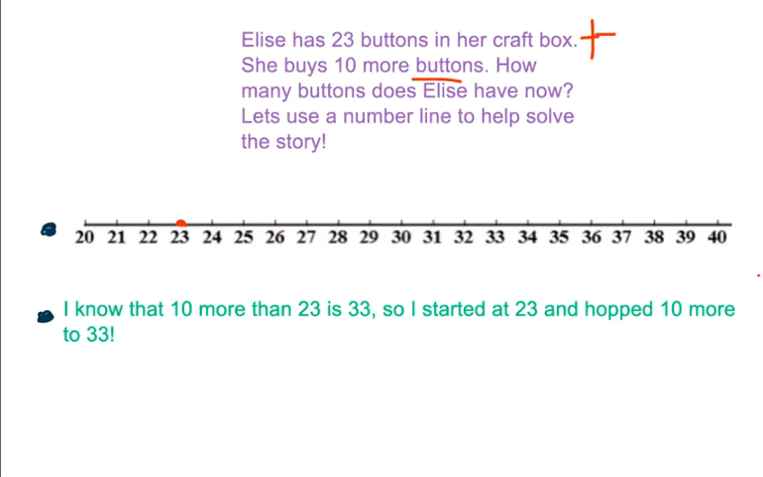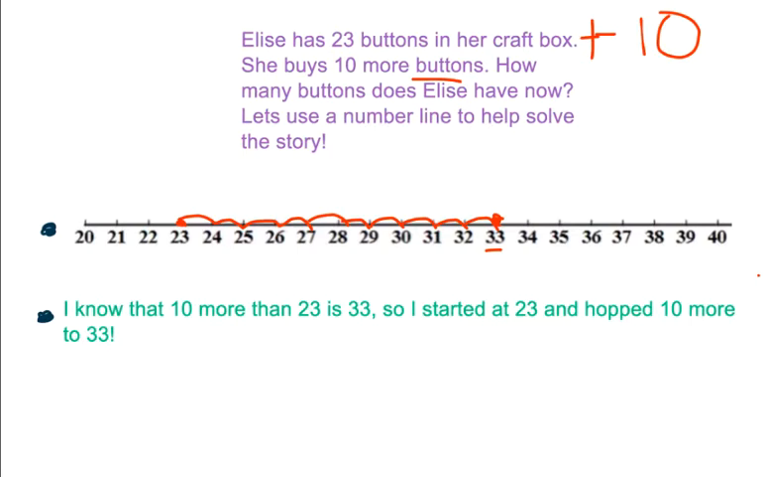So one way that I can solve this problem is I can start at the number 23 and I can count up 10 spaces because she buys 10 more buttons. 1, 2, 3, 4, 5, 6, 7, 8, 9, 10. I started at 23 and I counted up 10 spaces and I landed on 33. That's one way that I could solve the problem.